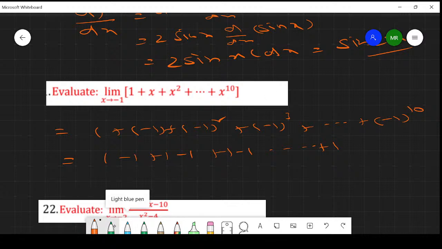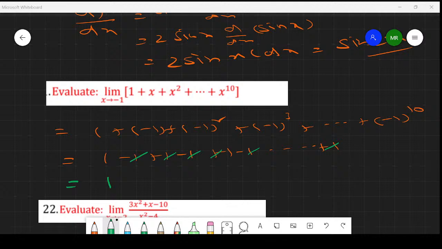Now you can see I can eliminate minus 1 plus 1, minus 1 plus 1, minus 1 plus 1 like this. Finally we get only 1. Your answer should be 1. Like this I can find the limit of the given function. This was one of the important problems, and chances are there that they may ask it.